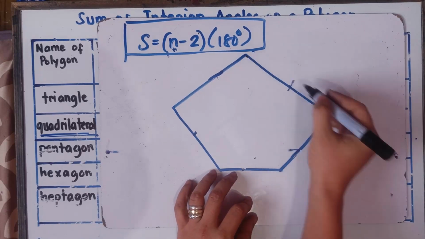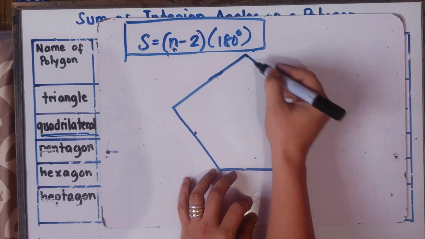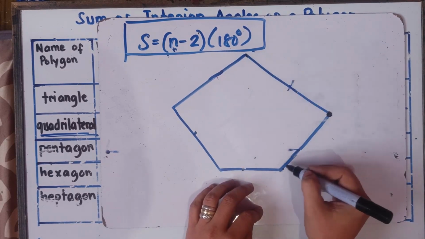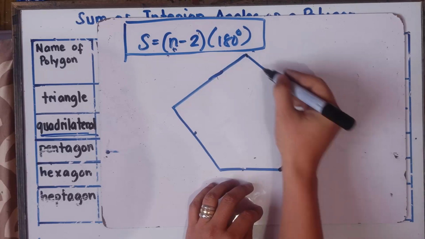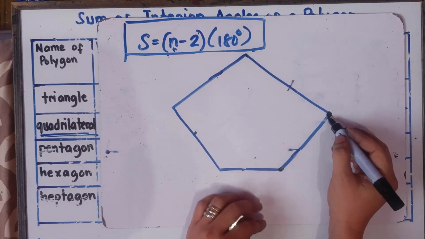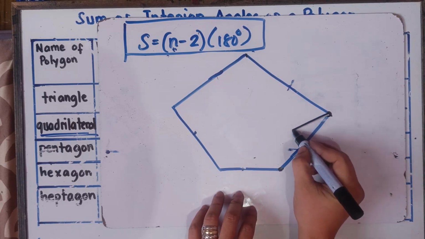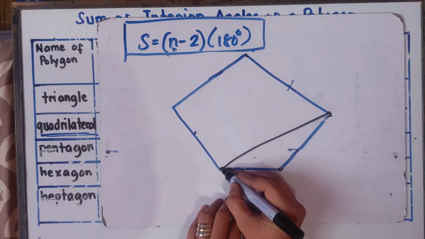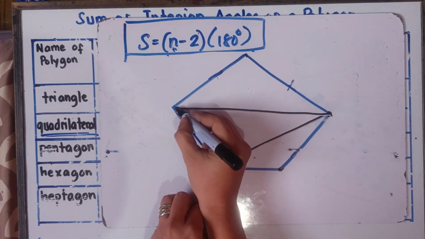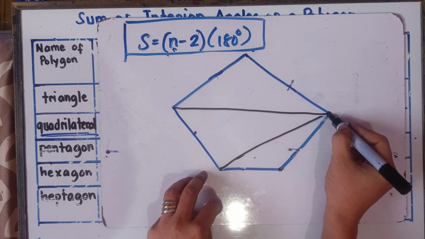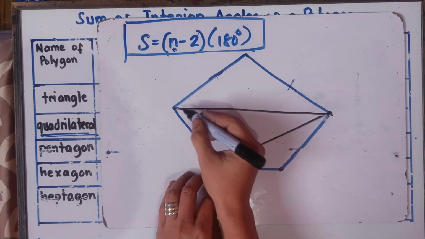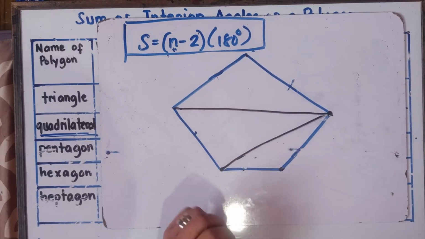Is this a diagonal right here? Nope. Next to each other? Nope. This is not a diagonal. How about this one? Nope, next to each other. We cannot draw a diagonal here. How about this one? Nope, next to each other. This one, we can draw. From this point to this point, and then this point to, do we have another point? Nope. This point to this point, yep. This point to this point, yes.